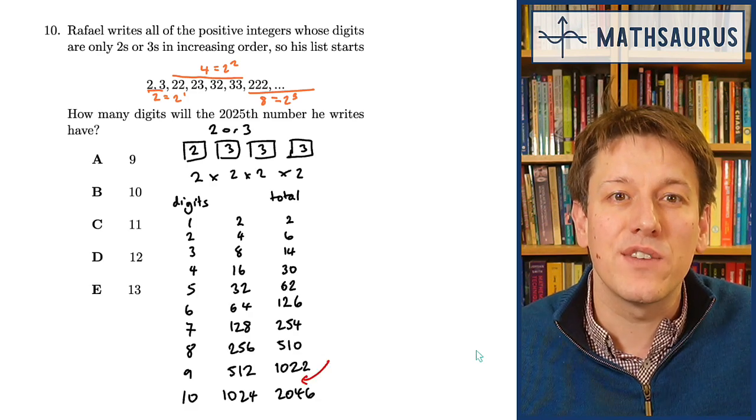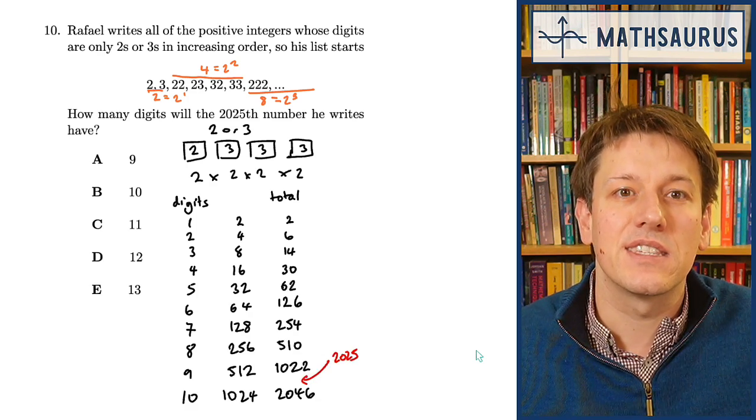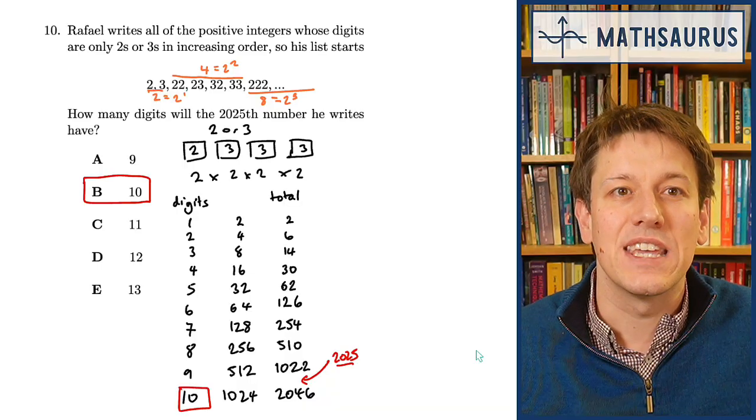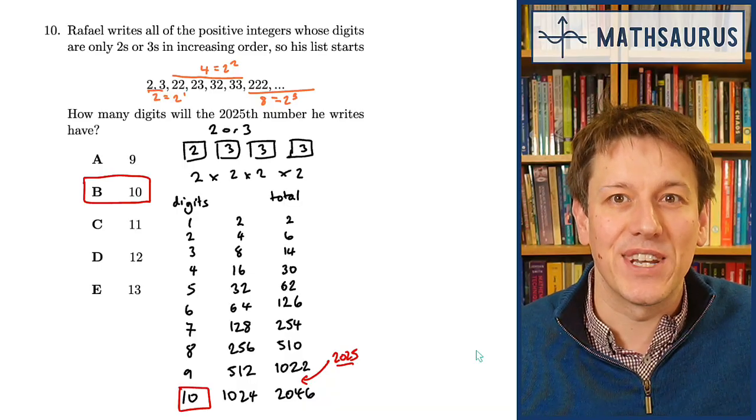So the 2025th number is going to be somewhere in this set. It's going to be one of those numbers that has 10 digits, and the answer to this question is B, 10. So very well done if you got that right.